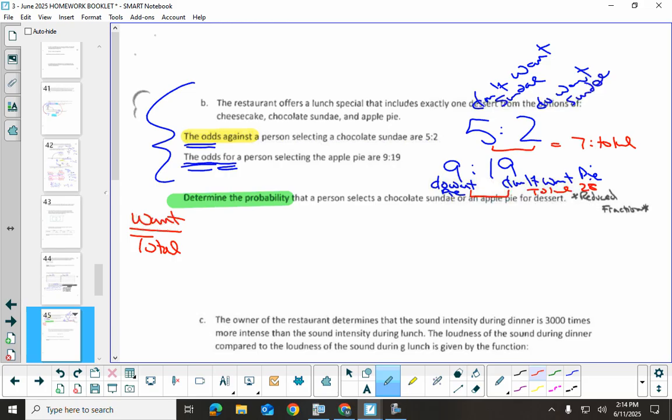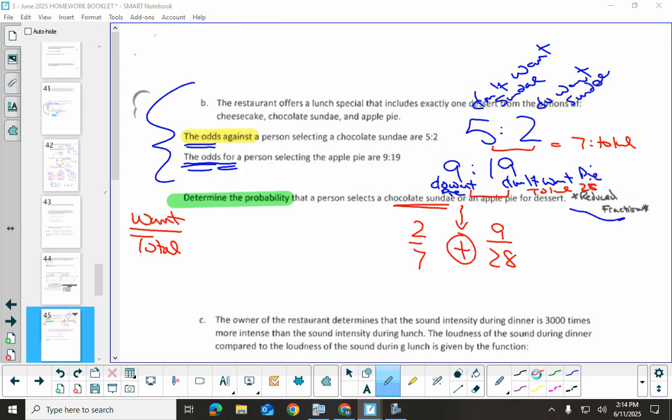So determine the probability that a person selects a chocolate sundae or an apple pie. Or means add, and means times. So the probability that they want a chocolate sundae is 2 out of 7. They want an apple pie is 9 out of 28. So it's want over total. They want the answer as a reduced fraction.